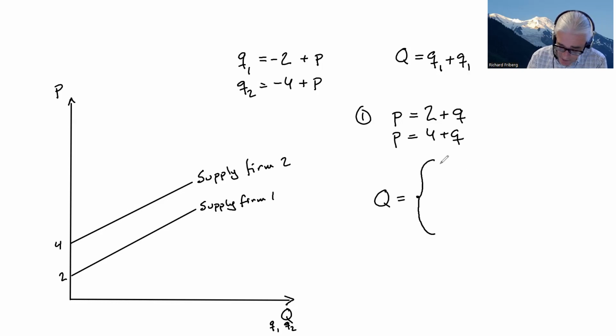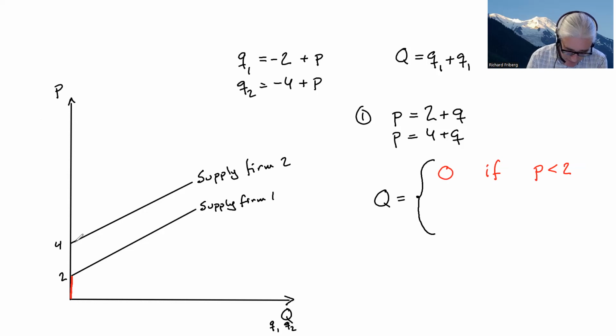So clearly, if price is below 2 here, let's do the aggregate supply in red, just to be clear. So supply is 0 if price is below 2. Okay, so price is quite simply too low for any firm to want to supply anything. You need to cover costs, and if price is low, it's not attractive.